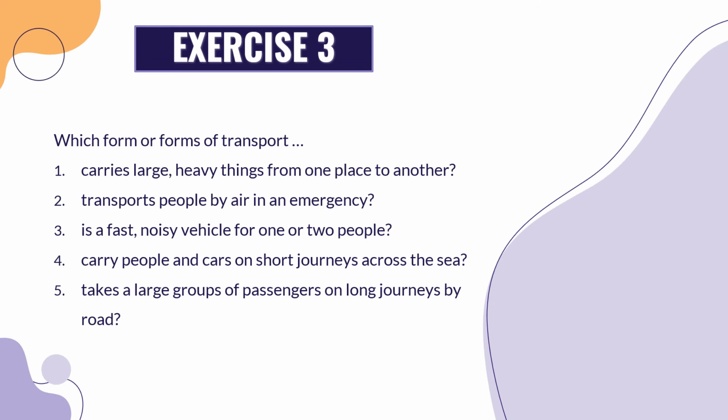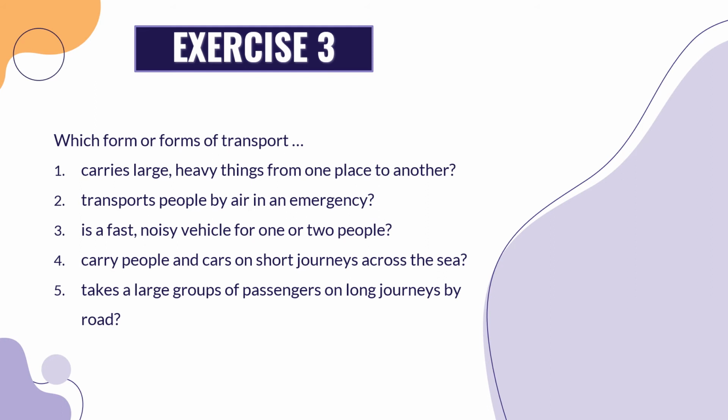Exercise 3. Okay, there are 5 questions here. So what you're going to do is you're going to copy all 5 questions in your E1 and then you're going to answer the questions using the words from exercise 1. Okay, so I'll give you 2 minutes to do this exercise and then you are going to come back for the answer reveal.